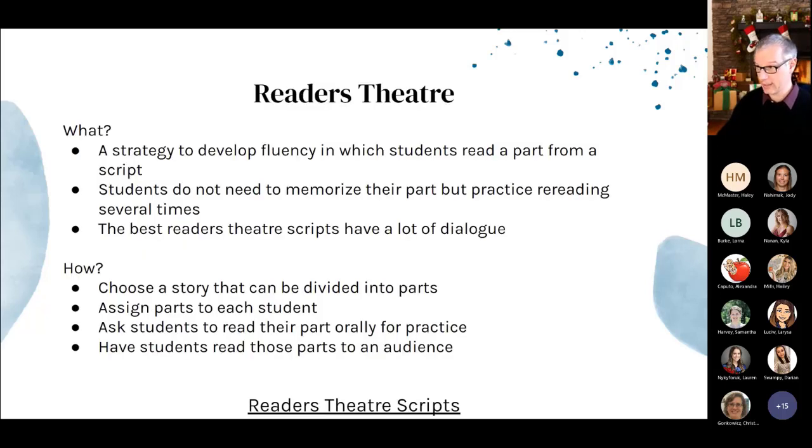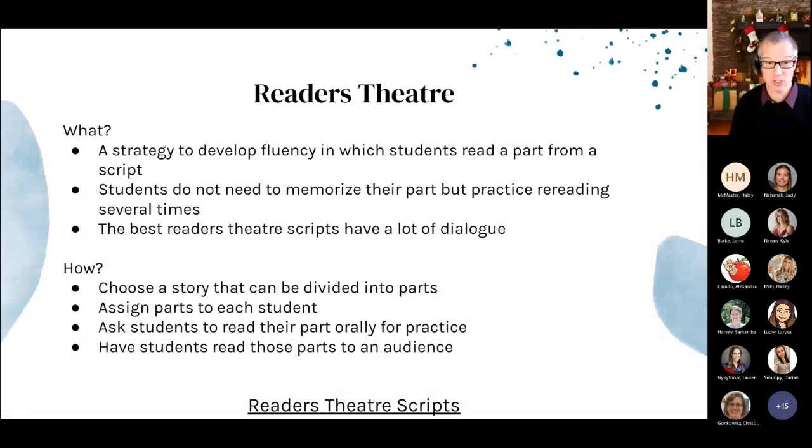And so, getting back to this readers theater, some of us probably do this already. It's a great strategy to develop fluency, and students can read a part from a script. They don't need to memorize their part. They can read it right off the page, but rereading it several times is a great way to go. Just like the last strategy, practicing that same text over and over again is not a problem, especially because we are focusing on the fluency aspect at this point.